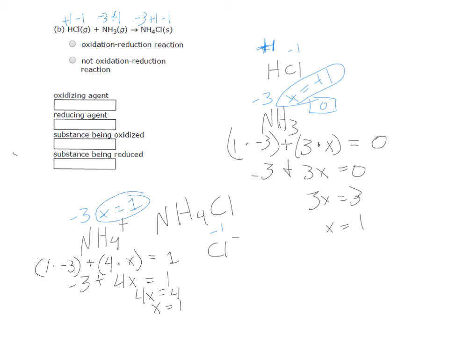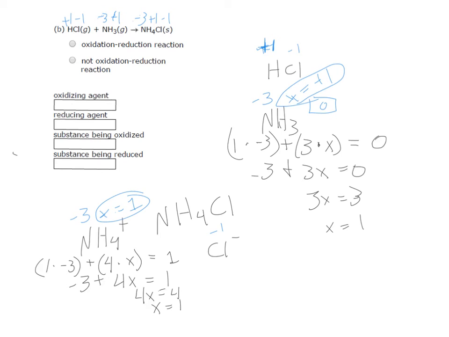Now, what element experienced a change in oxidation state in going from the left side to the right side of the equation, if any? Well, hydrogen within hydrochloric acid on the left side is a +1. Hydrogen within ammonia on the left side is a +1. Hydrogen's oxidation state within ammonium chloride on the right side is also a +1. There's no change. +1, +1, +1. Hydrogen was neither oxidized nor reduced.